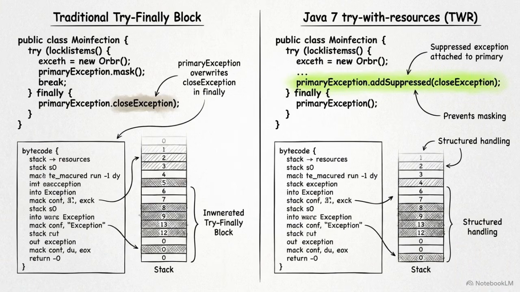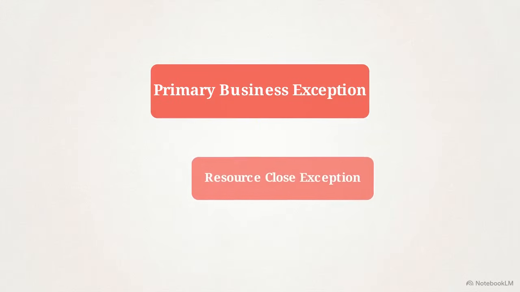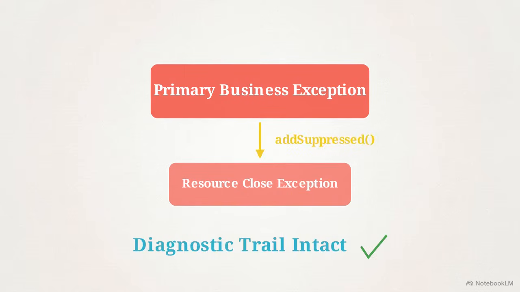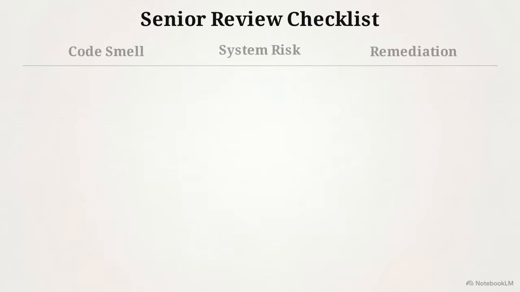Modern bytecode deconstruction reveals how Java now preserves the primary error while capturing the secondary failure. The secondary exception is appended to the primary. This mechanism ensures that operations teams never lose the diagnostic data needed to identify a root cause. Applying these insights requires a senior-level review of code smells that threaten production stability.